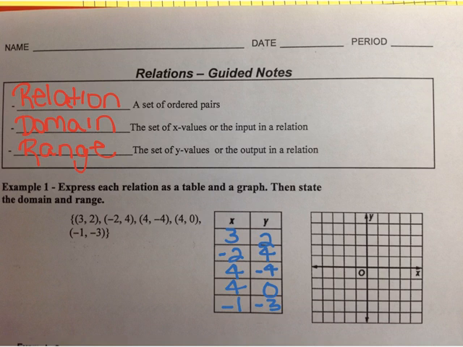The first one we want to graph is 3, 2. So we're going to go over to 3 on our x-axis and up 2. And our point is going to be right about there. Next we have -2, 4. So go to the left 2 and up 4. Our point is going to be right about here. Okay, 4, -4. I'm going to go over to the right 4 and down 4. So it's going to be here.